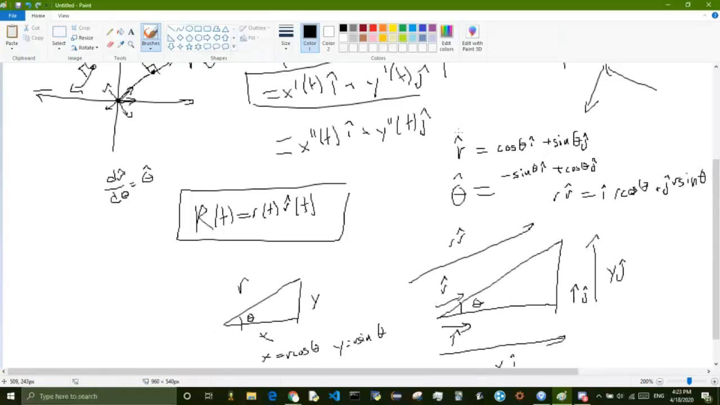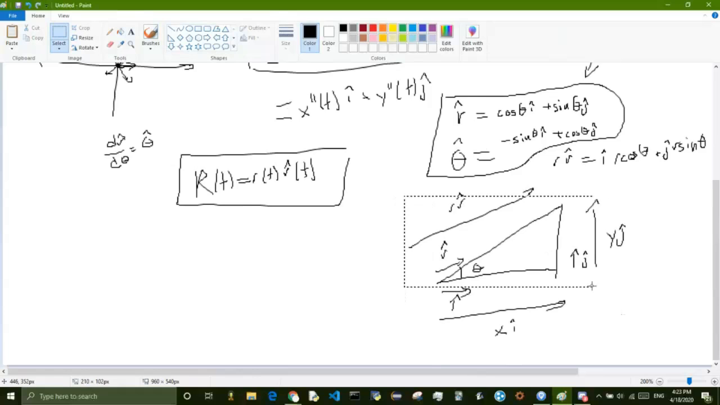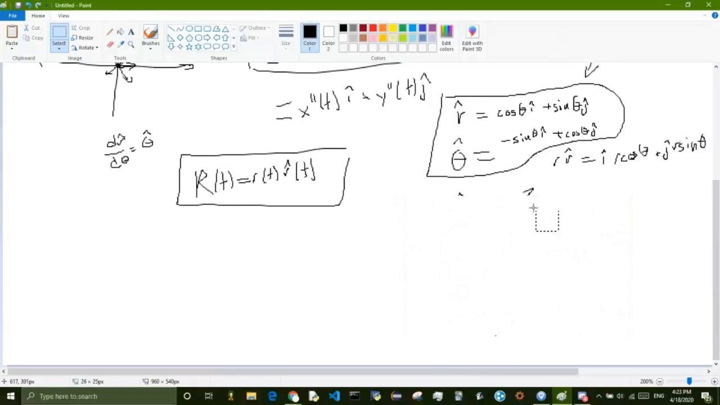So again, we can agree that these are our basis vectors inside of polar coordinates. Now we can start differentiating this bad boy, and a lot of very cool things start popping. I hope I can delete this and this. So we've derived everything, and I'm just going to erase some of our work that got us there.